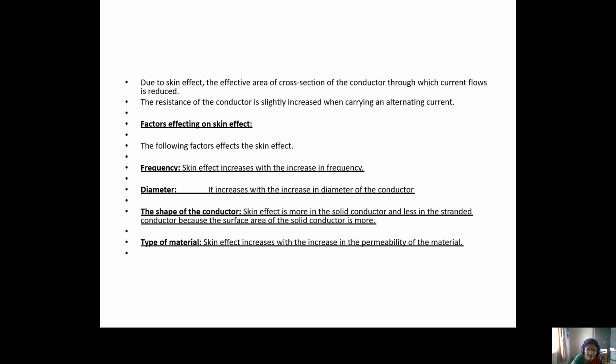See here, due to skin effect, the effective area of cross section of the conductor through which current flows is reduced. So whenever skin effect occurs in the transmission lines, the current flow area is reduced. The resistance of the conductor is slightly increased when carrying alternating current. So whenever it carries alternating current, the resistance of the conductor increases.